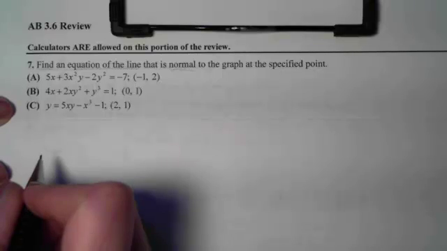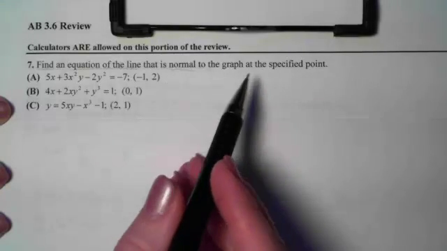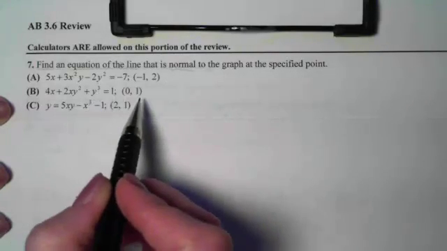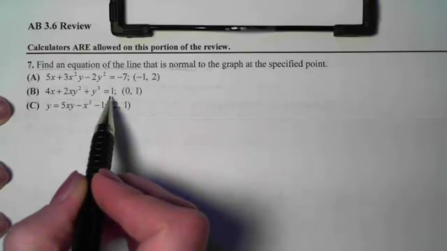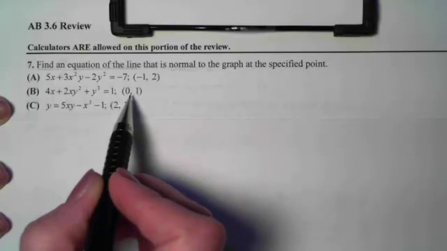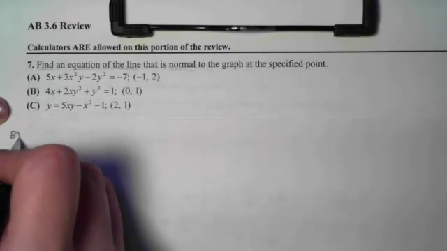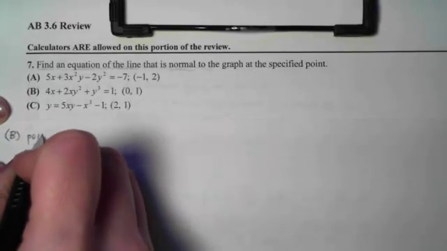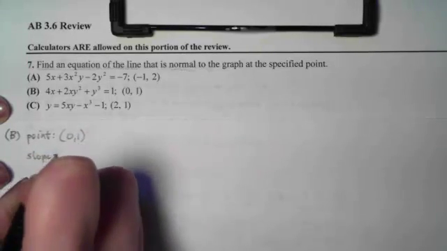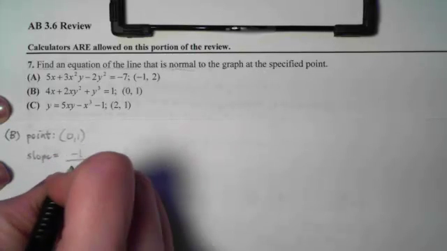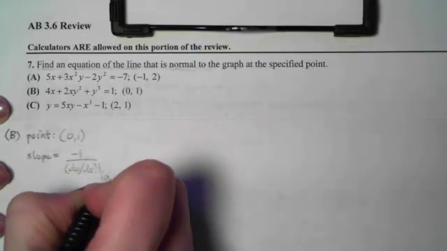Okay, with part B, we're going to repeat the same process. The goal is to find the equation of a normal line to the graph at the specified point, which requires that we need a point and a slope, dy/dx. That slope dy/dx evaluated at the point will be the tangent slope, and if we want the normal slope, we'll need to take the opposite reciprocal. So for part B, we would write the point is (0, 1). The slope will be the opposite reciprocal of dy/dx evaluated at the point.